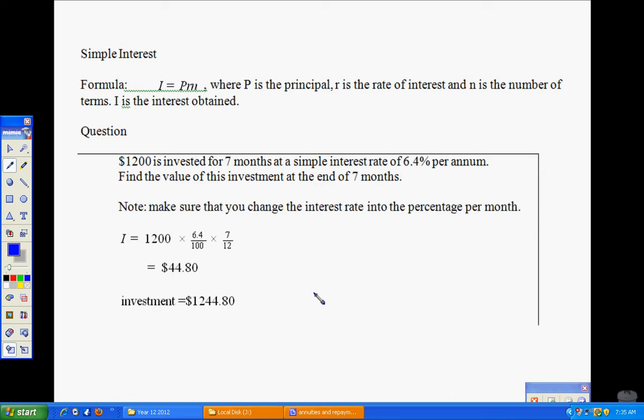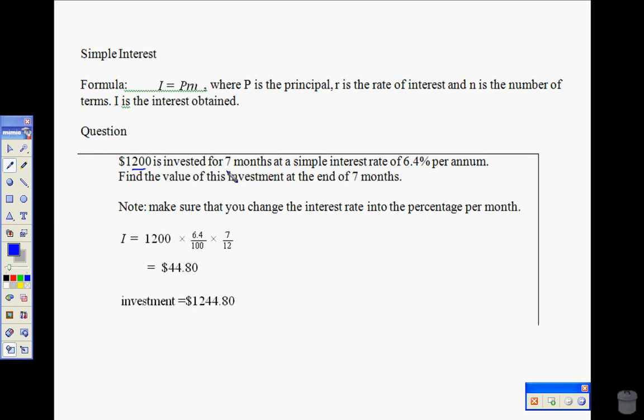So it's not a great way to invest. It's not a great way to save, to take a loan out. So simple interest relies on us having a principal, and there's our principal, 1200 in this case. It's invested for 7 months, so you've got a time period, and you've got a rate of interest. Now, what you're looking at is 6.4% per annum. So per annum is per year.